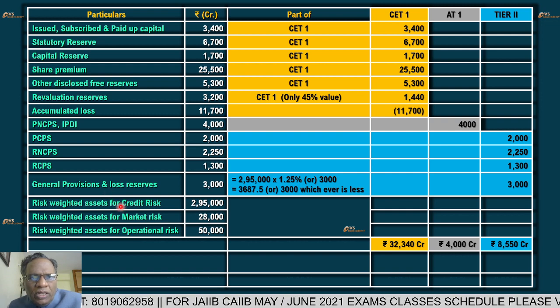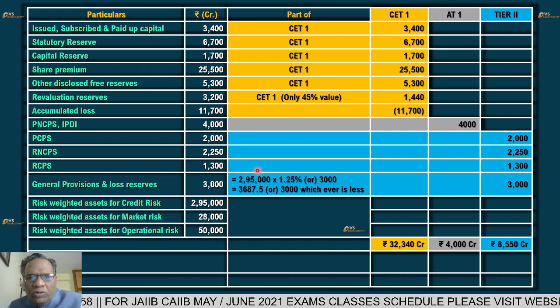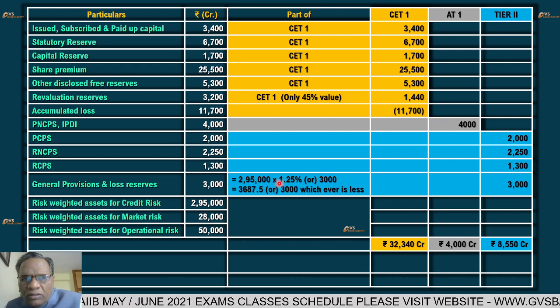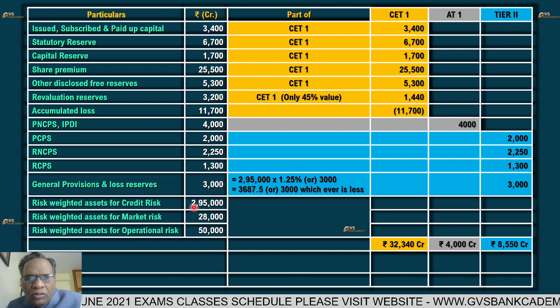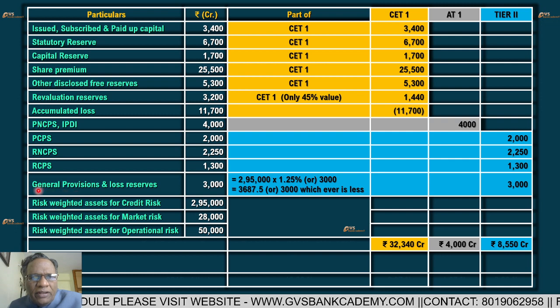Now, what is the total amount of credit risk weighted assets into 1.25%? First, that amount you have to calculate. In this example, credit risk weighted assets are 2,95,000 crores into 1.25%. That is equal to 3,687.5 crores. Once again, I am repeating. The credit risk weighted assets are 2,95,000 crores, 1.25% of this 2,95,000 is equal to 3,687.5, or the balance outstanding in the bank's balance sheet in the head of general provisions and loss reserve, that is 3,000 crores. Whichever is less.